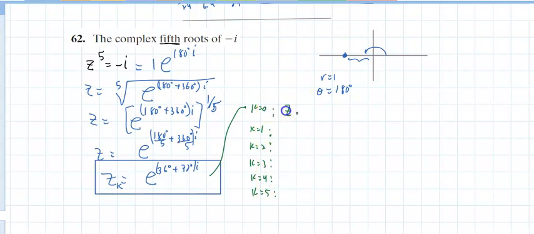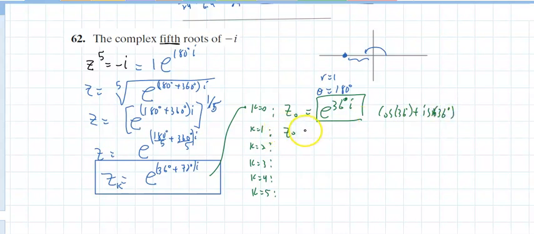So here, z sub 0, that's what they call it. You could just say z if you want. That's e to the 36 degrees i. They said leave it in polar form. This is polar form. The book will write cosine of 36 degrees plus i sine of 36 degrees. That's the same thing. If k equals 1, I'll get z sub 1 to equal e to the 36 plus 72. What is that? 108.